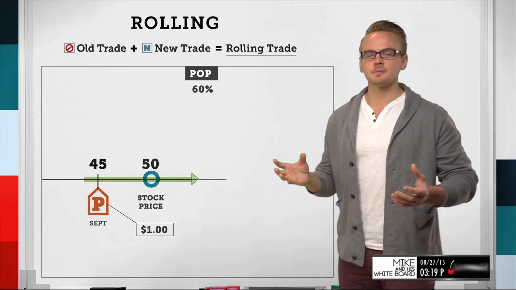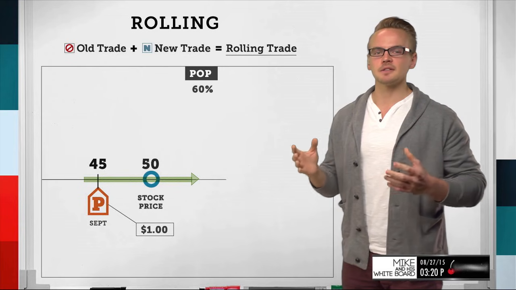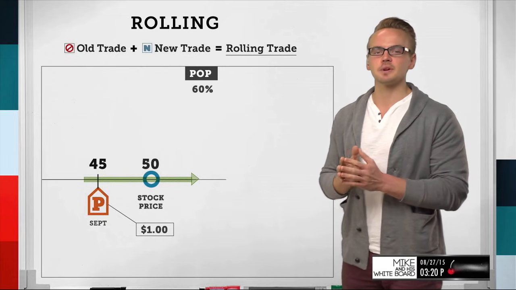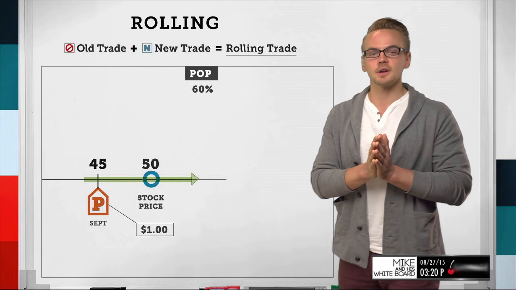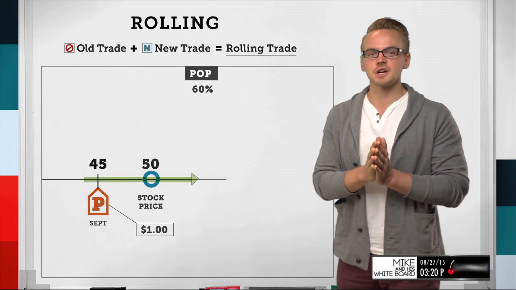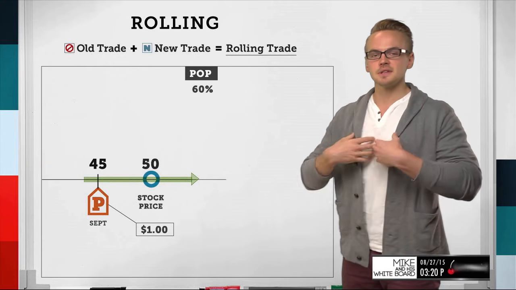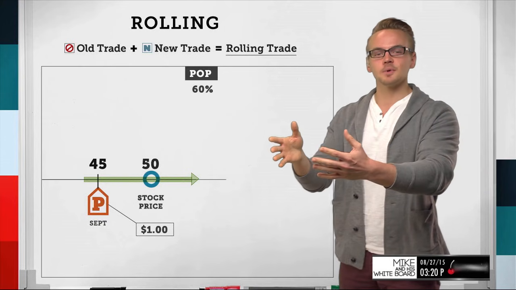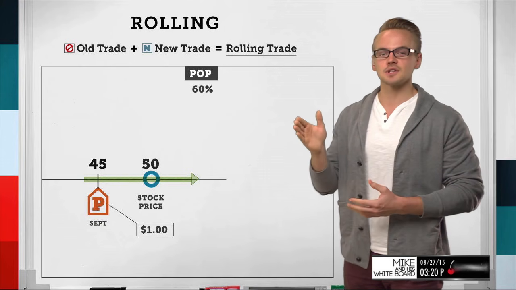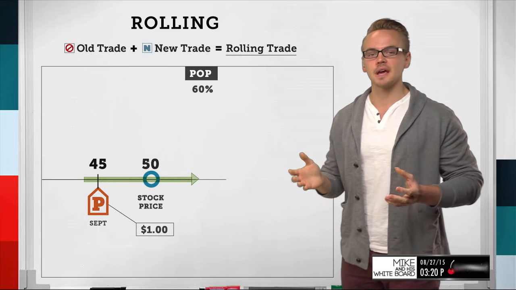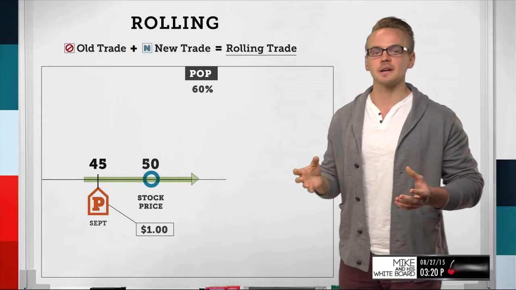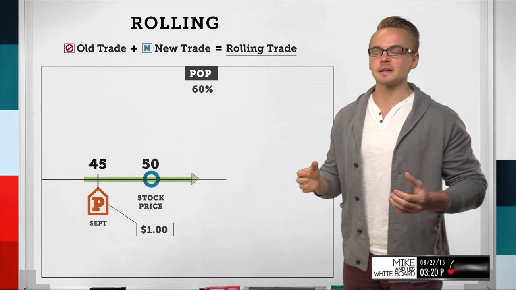If we review from other whiteboard segments, an out of the money put is basically selling a put below the stock price, because a put gives the owner of the put the right to sell 100 shares at a certain strike. So if I'm selling that right to someone, then that gives them the right to sell their shares at 45. And right now the stock's trading at 50, so the put has no intrinsic value right now, so it's considered out of the money.